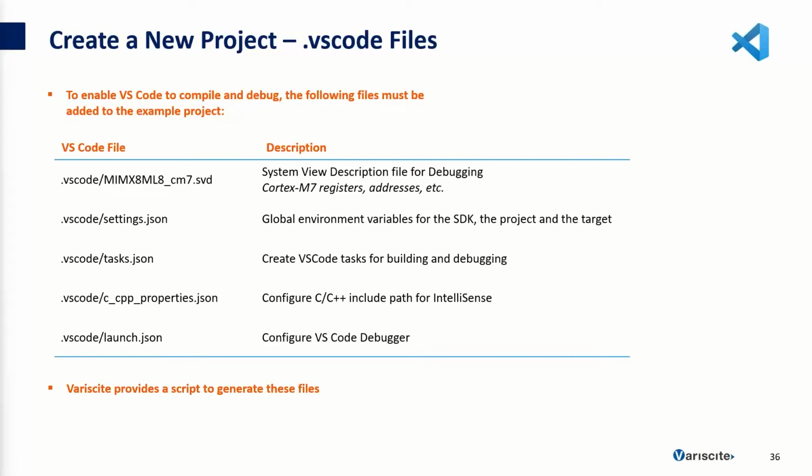There's a c_cpp_properties.json file. We basically just use this to configure the include paths for IntelliSense. And then finally, we create launch.json, which is used to configure the Segger J-Link debugger within VS Code. To help save time, Variscite provides a script to generate all of these files for each of our example projects, and we'll look at how to use that on the next slide.